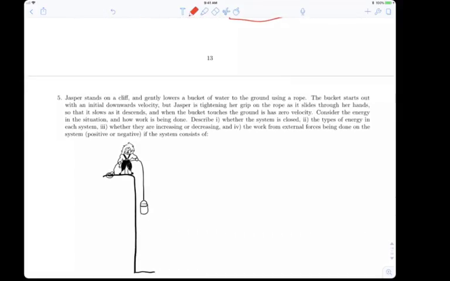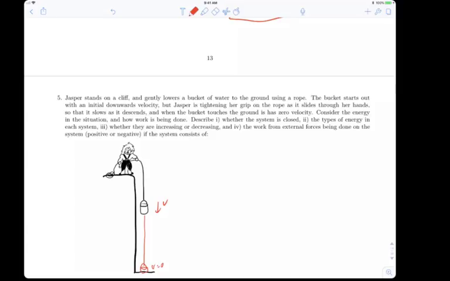Jasper stands on a cliff and gently lowers her bucket of water to the ground using a rope. The bucket starts out with an initial downward velocity. But Jasper is tightening her grip on the rope as it slides through her hand so that it slows as it descends. And when the bucket touches the ground, it has velocity zero. Consider the energy situation and how work is being done. Describe if the system is closed, the types of energy, and if they're increasing or decreasing.